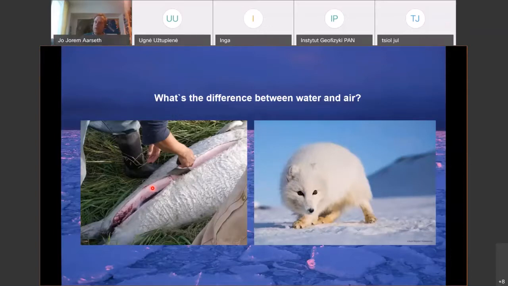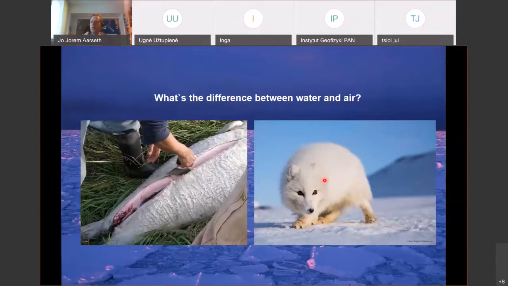So the heat conductivity of the blubber layer is low, so heat very slowly escapes from the body, but you need a lot. The polar fox, which is the best insulated animal in the world, has both long hairs but also woolen hairs close to the skin.